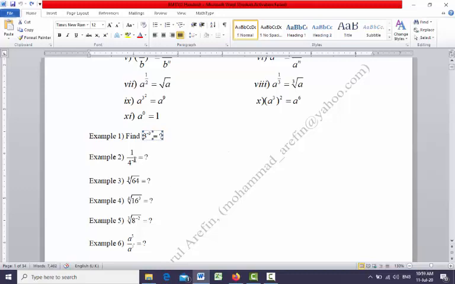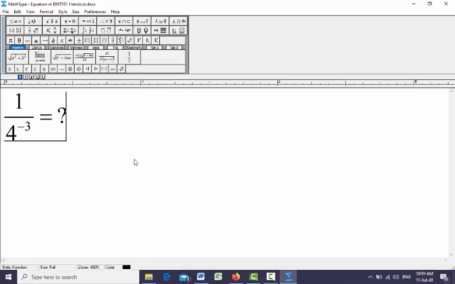Right. So let's solve the next one. Question example number 2. So here you can see there is 1 by 4 to the power minus 3.